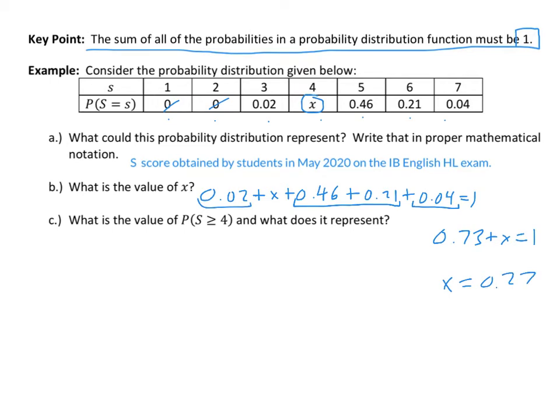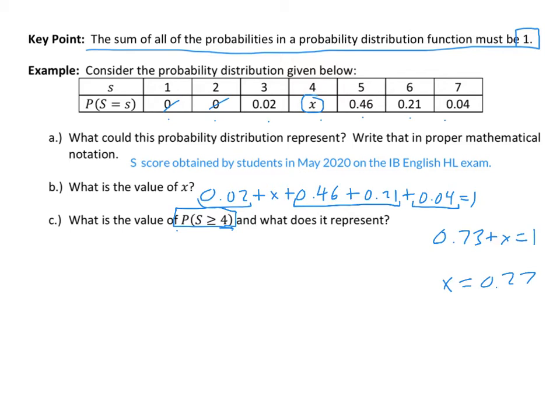And now finally, part C. What is the value of P(S ≥ 4), and what does it represent? Pause the video, think about this one for a moment, and then come back and let's take a look at it. P(S ≥ 4) basically means, what's the probability that the score was greater than or equal to 4? Another way of saying that is, what's the probability that a student passed?